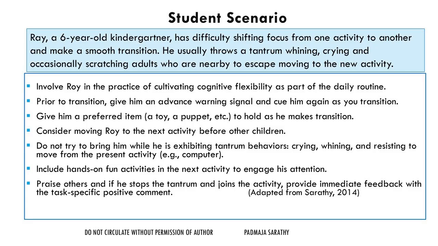And another student scenario: this is a kindergarten child who is 6 years old. He has difficulty shifting focus from one activity to another and making a smooth transition. He usually throws a tantrum, whining and crying, when he has to move from the computer to something else, or when he is outside and has to come back in. He needs almost daily practice, and it is possible within the routine; you can adjust that.